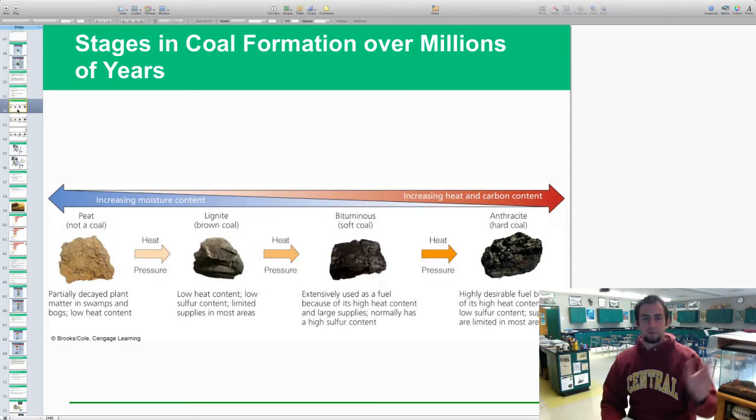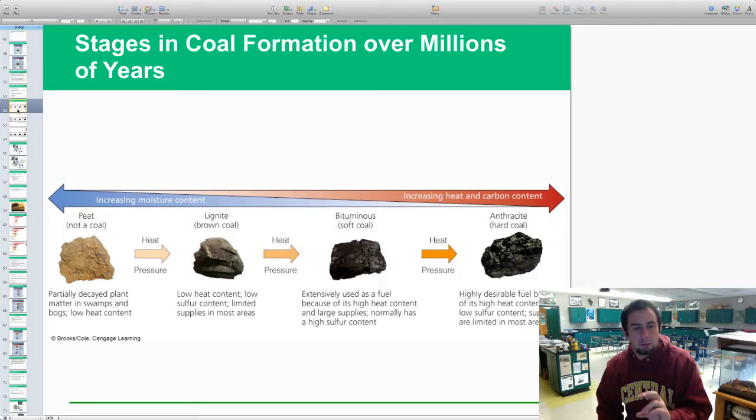This just takes a look at the formation of coal over millions of years. How it's formed is it starts as peat, which is not a coal. It's literally partially decayed plants and animals. It's located in swamps and bogs, and it has very low heat content. That's what peat is. It gets put under heat and pressure, turns into lignite, which is a brown coal, with low heat content, low sulfur content, and very limited supplies. And again, you're decreasing in moisture content and increasing in heat as you move with heat and pressure.